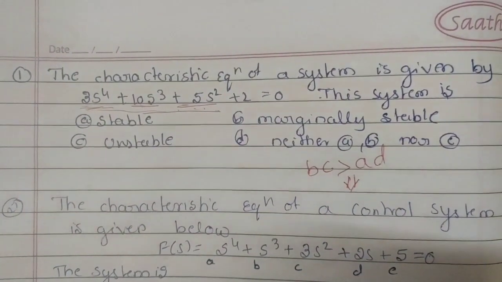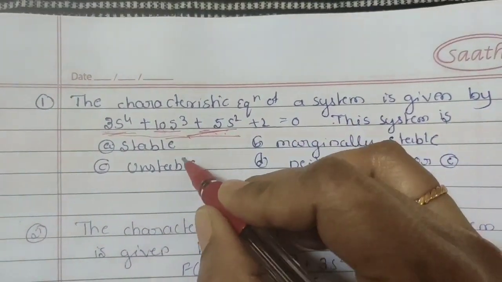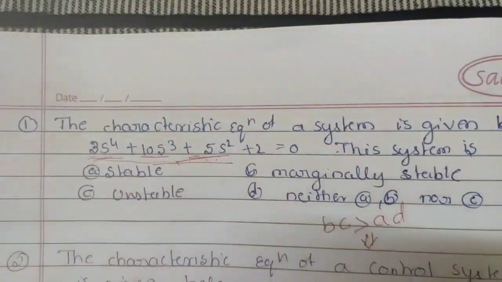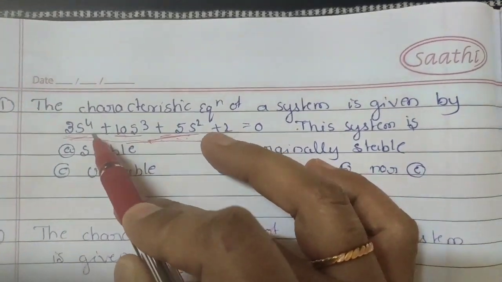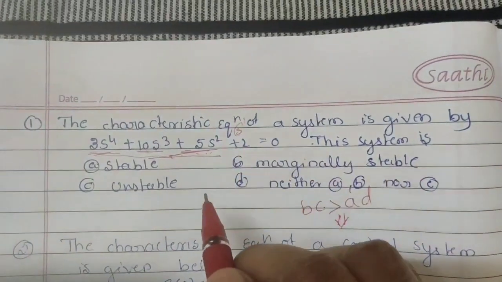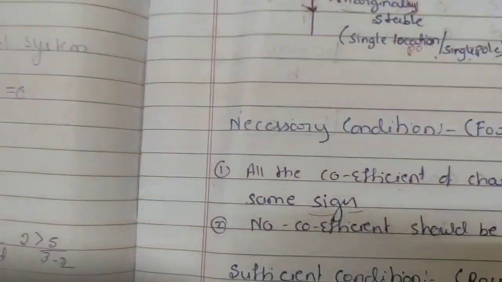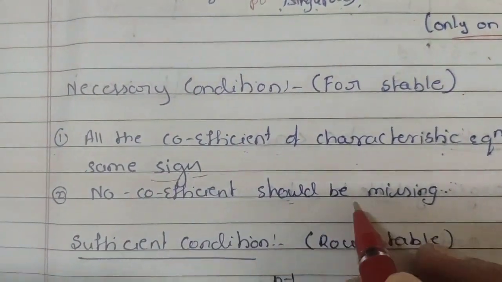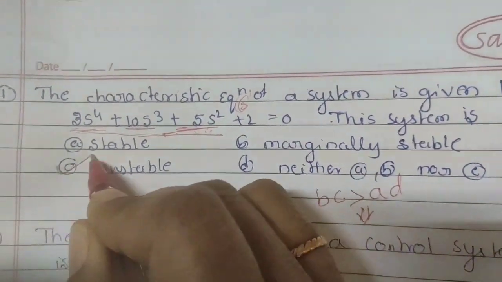The question is, the characteristic equation of a system is given by this. The system is stable, marginally stable, unstable, or neither A, B, nor C. You have to tell. It is a fourth order system, so s to the power 4, 3, 2, but s to the power 1 is missing. No coefficient should be missing, as that is the necessary condition for a stable system. Here one coefficient is missing, so the system is unstable.